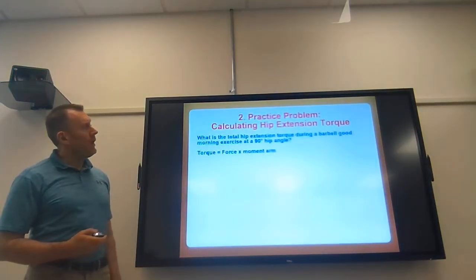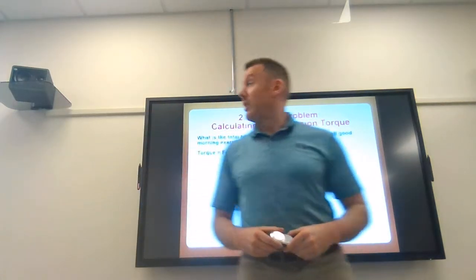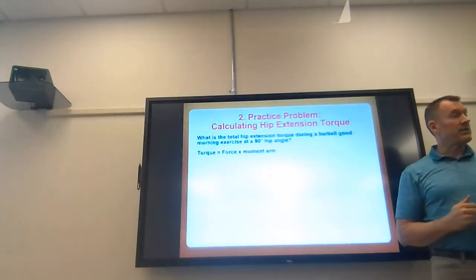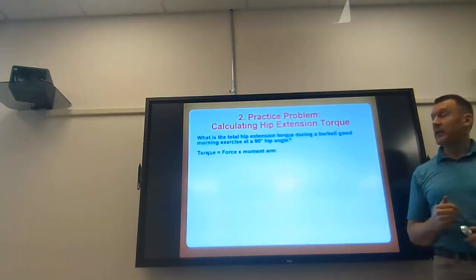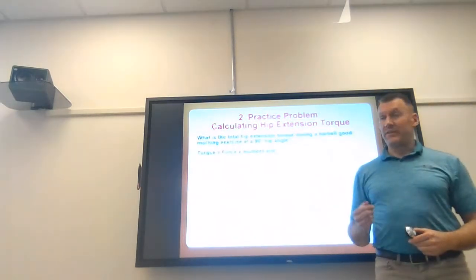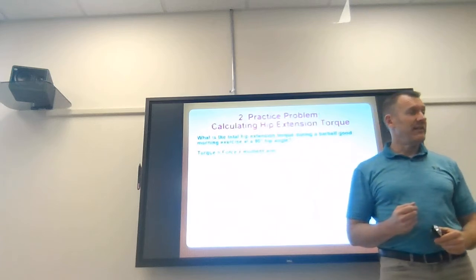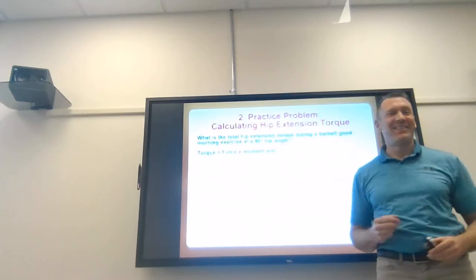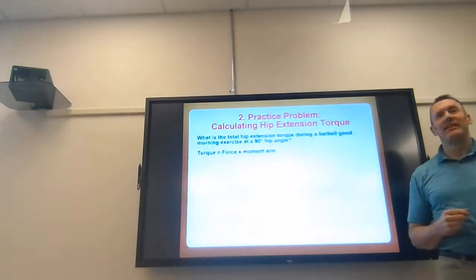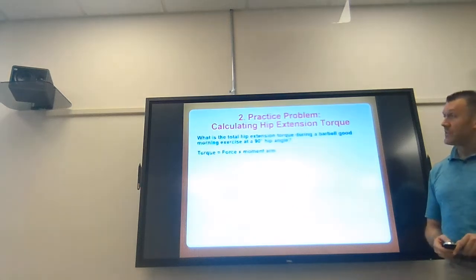So let's talk about a good morning exercise. What is the total hip extension torque during a barbell good morning exercise at a 90-degree hip angle? This is where we get the greatest amount of torque, at 90 degrees. Everybody's getting their papers out, I love that. Thank you. How can we calculate how much resistive torque we have? We have to make a couple of assumptions.